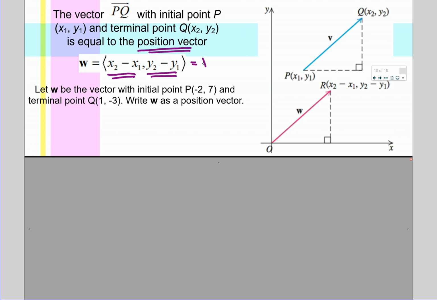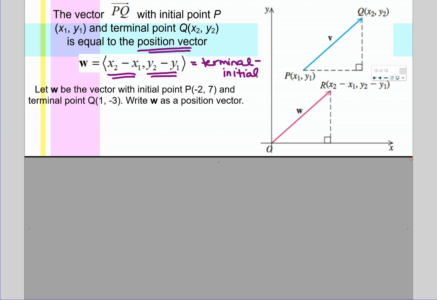I remember this as terminal minus initial. So you take the terminal x value and subtract from it the initial x value. That gives you your new x coordinate, your first component. And then you do the same thing with the y values. So we have a little example here.